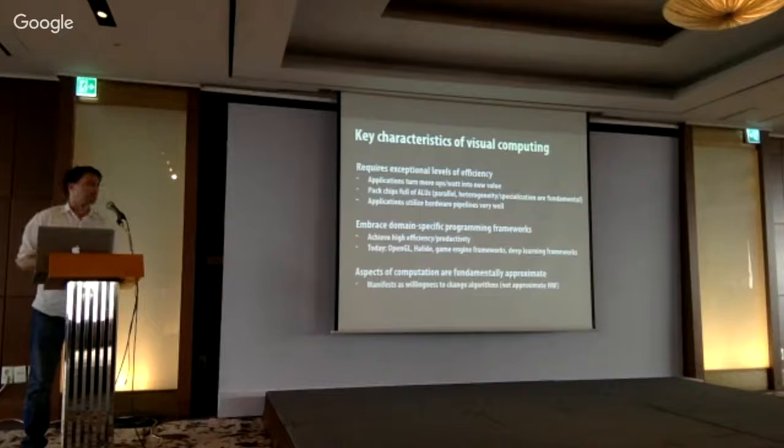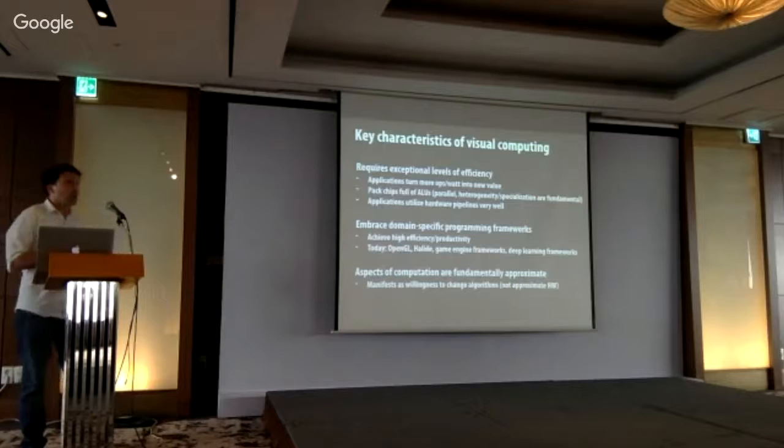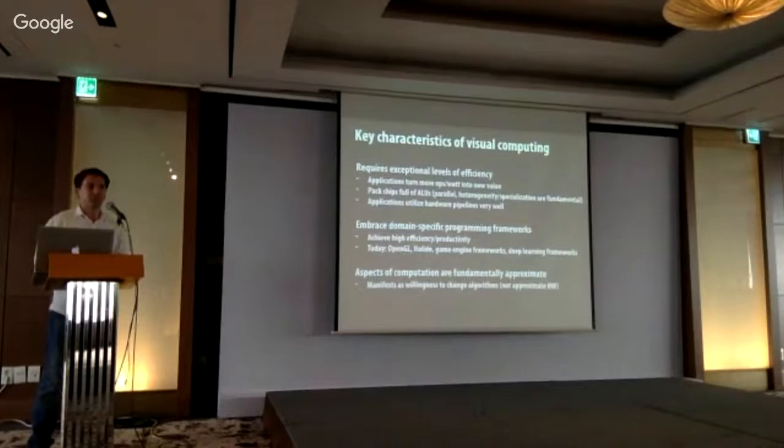We want chips packed full of ALUs, so we are tolerant of parallelism and heterogeneity and specialization. And the software developers expect to use their pipelines really well. If these applications are not using ALU pipelines above 50, 60, 70% of a peak instruction rate, that is a failure of the application. There is an embrace of domain-specific programming frameworks. Nobody is writing to the metal. There's a reliance on domain-specific compilers to generate code for whatever architecture is under the hood. And that's true of OpenGL and some of the more modern things. And it's also true of deep learning.